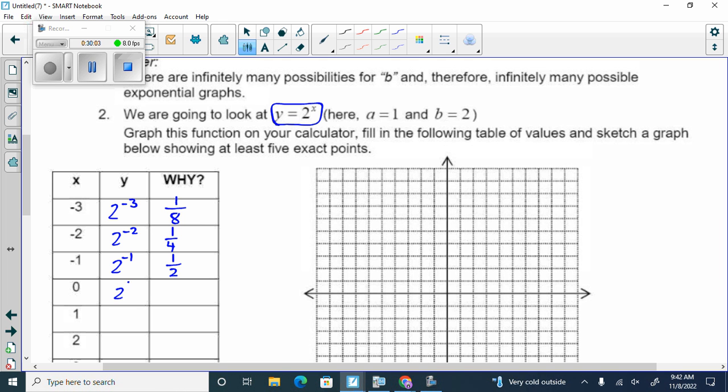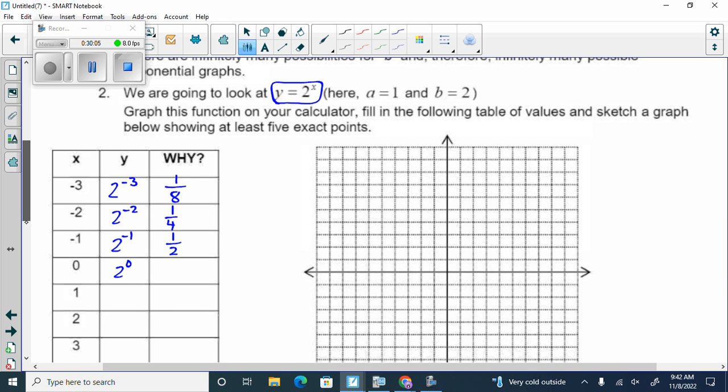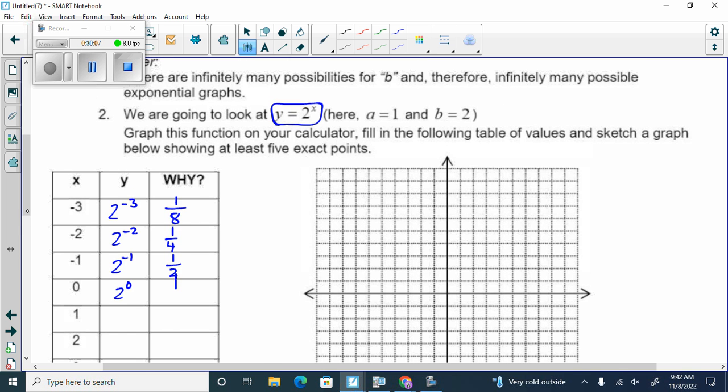This would be 2 to the 0. What's anything to the power of 0? 1. Awesome, board. Thank you.